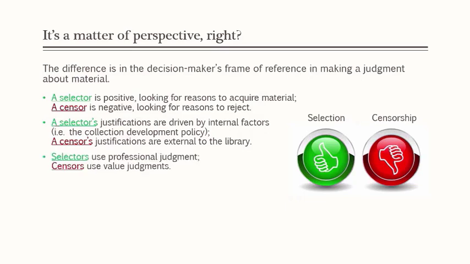Selectors use professional judgment. See, this is why you come to library school, so you can be brainwashed by people like me. Censors, on the other hand, use value judgments. Now, does that mean a selector never uses a value judgment? I'll bet you you will if you have a request from a patron to buy material on Holocaust denial. The kinds of things that usually involve censorship, they tend to be religious in nature, and they usually have to do with our values. And those are the hardest things to negotiate. Those are the hardest things to find common ground on.